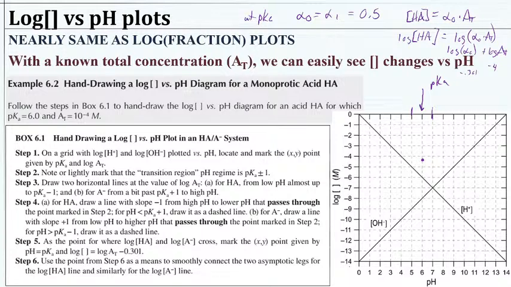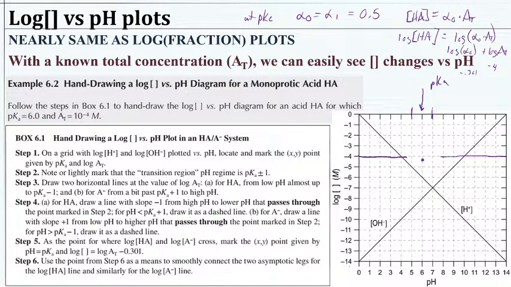Step 3 says draw 2 horizontal lines at the value of log A total. And we'll do that for HA from the low pH almost up to the pKa minus 1, so almost to the end of that transition zone. So the total value, that's 10 to the minus 4. So we're going to draw here almost to that minus 1, and it's going to tell us to do the same thing from almost 1 above it across. Something like that.